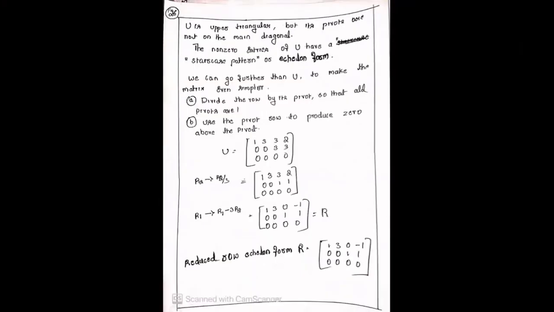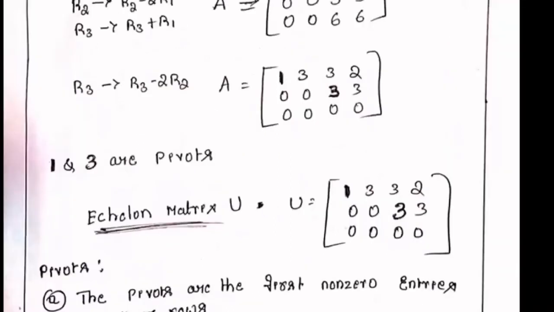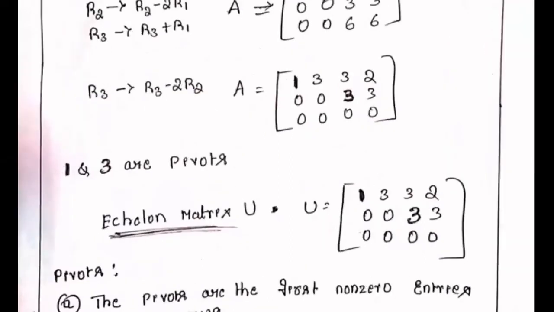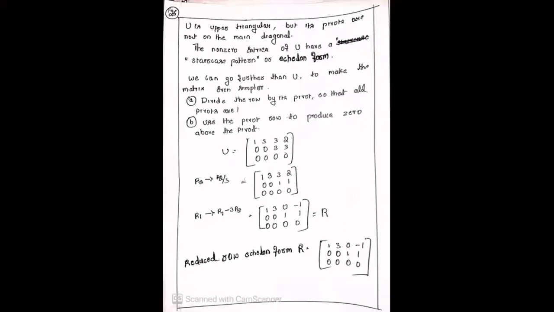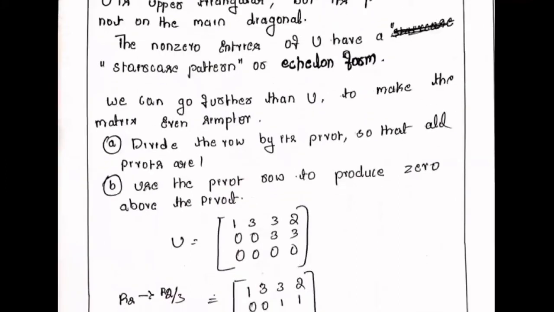So if you consider this, actually, what happens is like this. Since this is the pattern, it's a staircase pattern, okay? That is what they are saying. The staircase pattern is also called an echelon form.